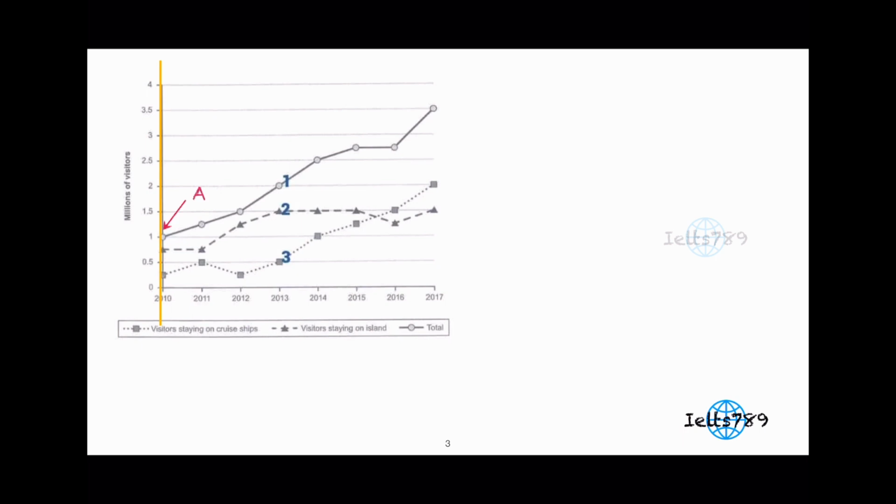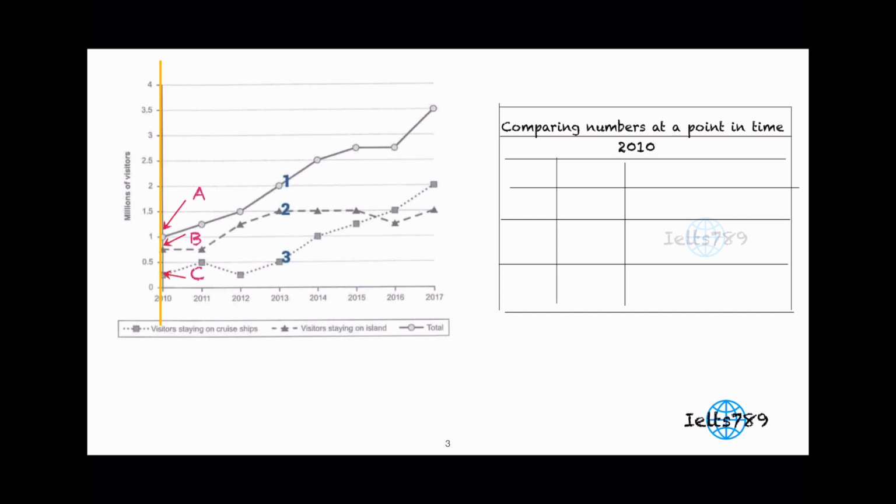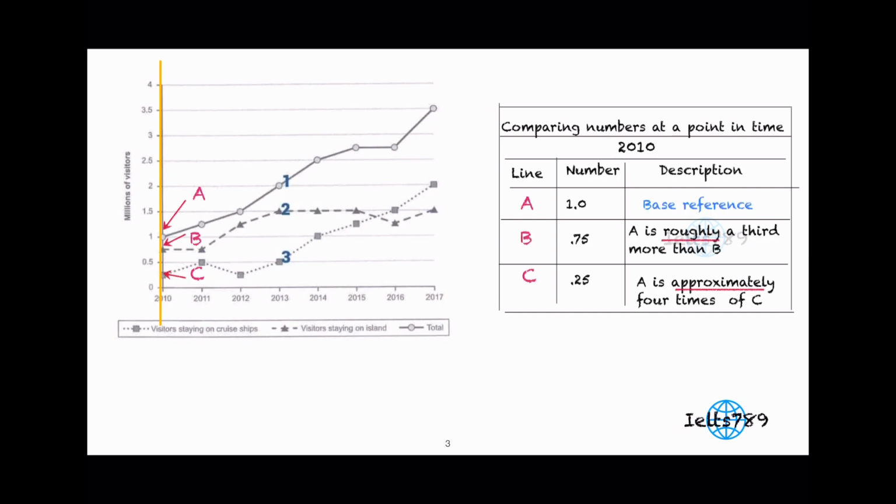Next, note the points A, B, and C, each of which represents the approximate number of visitors in the year 2010. Next, check the table on the right. Note my use of adverbs, underlined in red, to give an approximation of the values shown on the line graph.